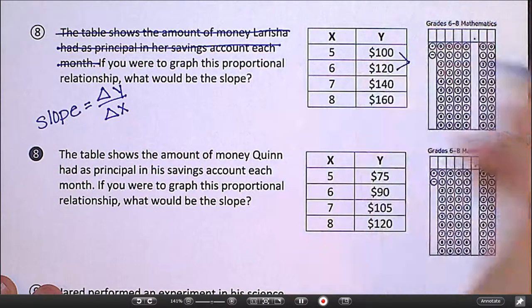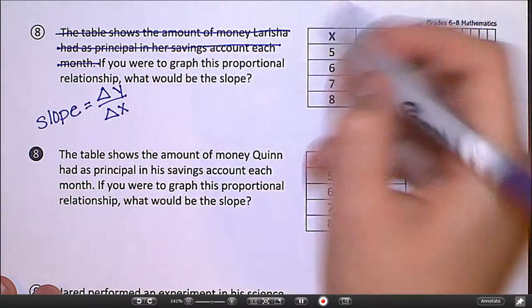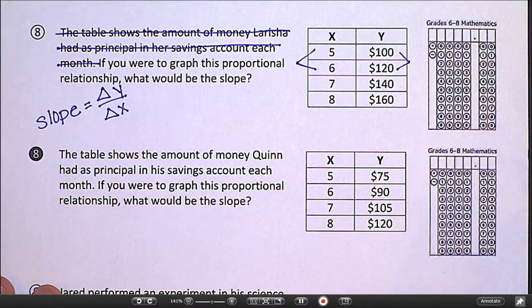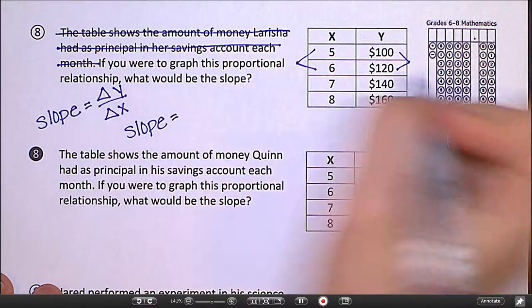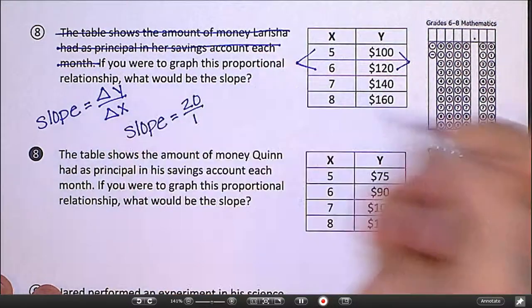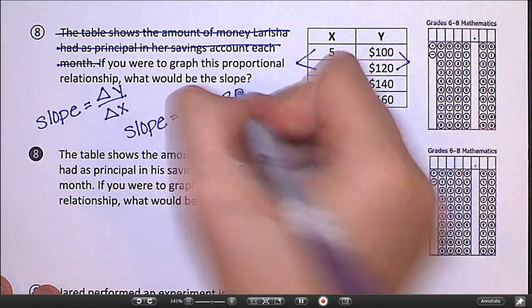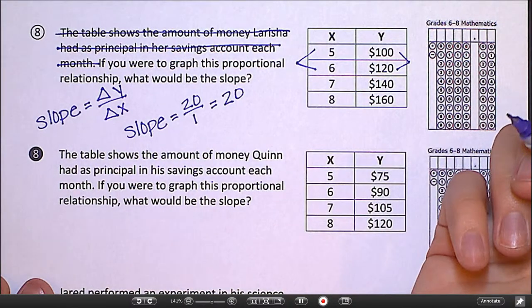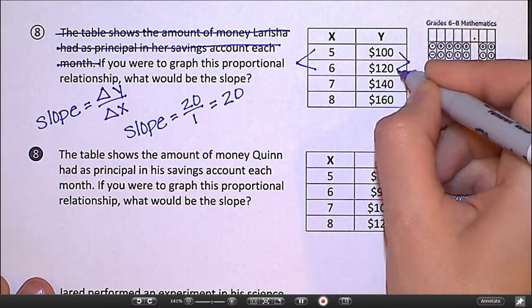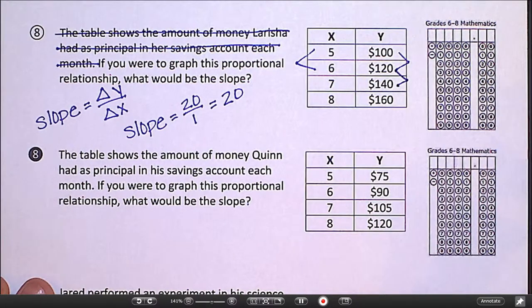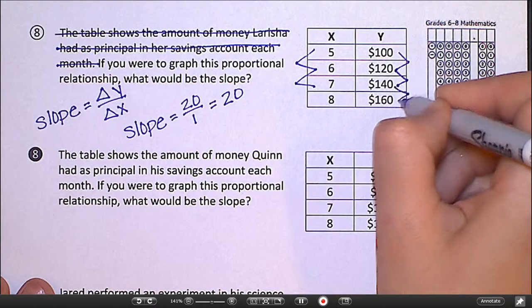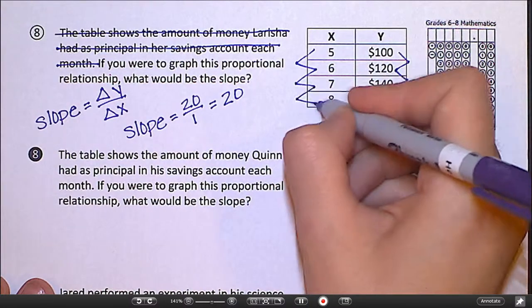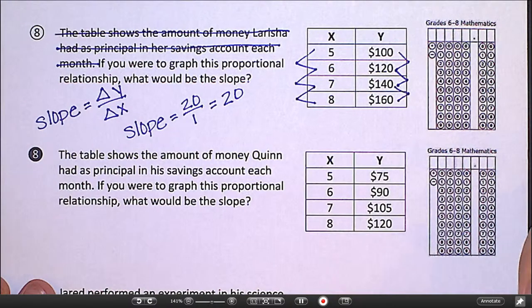Well, here, y goes up by 20, and here, x goes up by 1. So I'm going to say the slope equals 20 over 1. And I know that that's the same as 20. 20 divided by 1 is 20. Now let's test another pair. So if I went from 120 to 140, that goes up by 20. This goes up by 1. So it's still 20 over 1, which is 20. That goes up by 20. This goes up by 1. 20 over 1 equals 20.